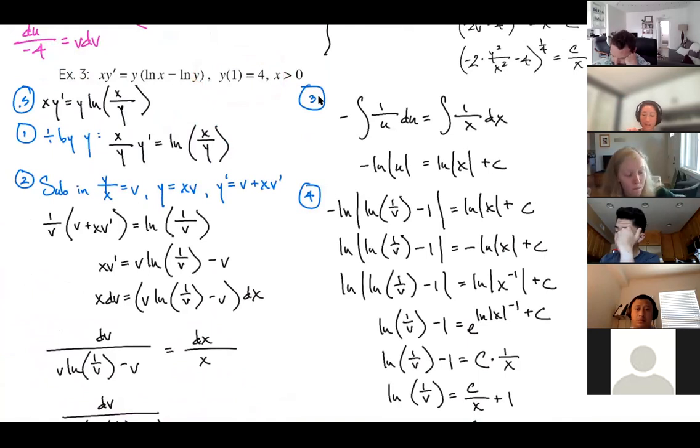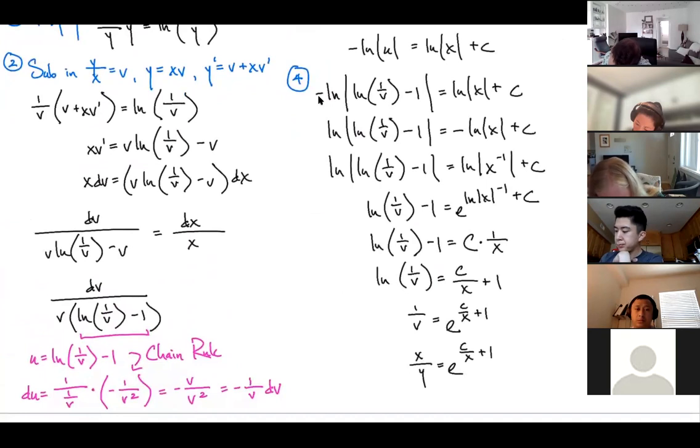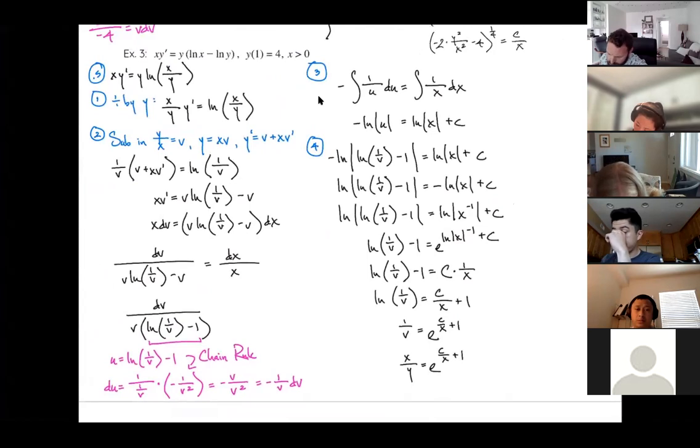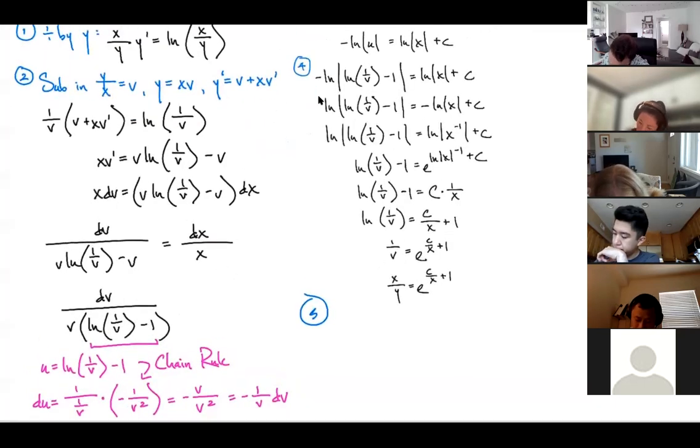Okay. And based on the amount of time we have left, we might be ready to plug in those initial conditions. So we're going to go ahead and put in a 1 everywhere we see an x and a 4 everywhere we see a y. So we will squeeze in a step 5 somehow. Let's see what we can do. Okay, so what did I say? 1 in for x, 4 in for y.